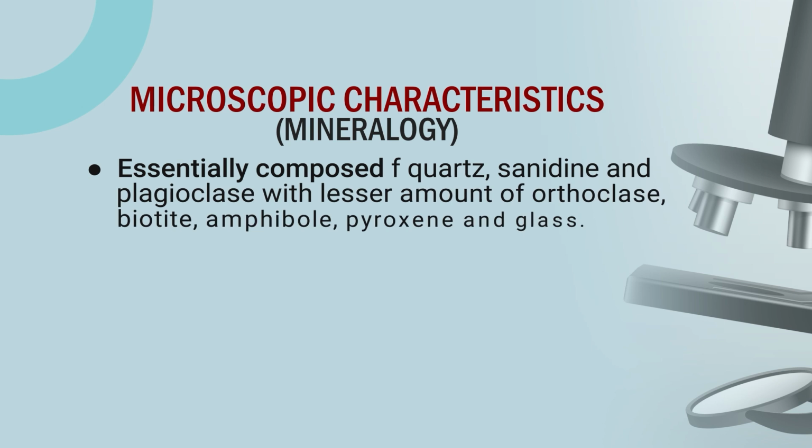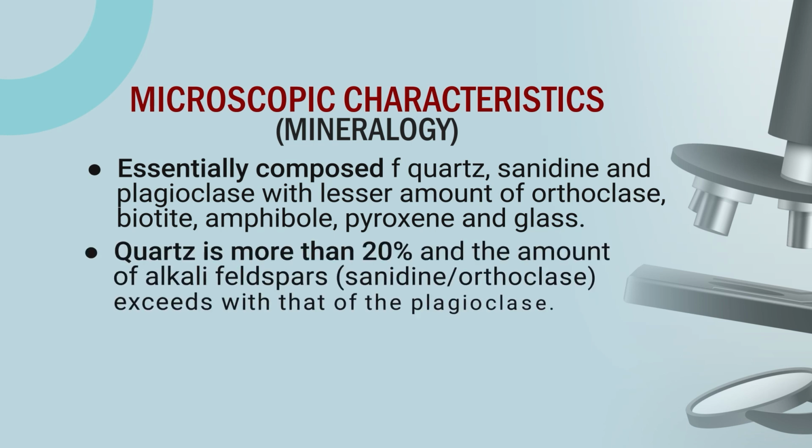Mineralogy wise, rhyolite essentially is composed of quartz, sanidine which is the potash feldspar, and plagioclase with lesser amounts of orthoclase, biotite, amphibole, pyroxene and glass. Quartz is more than 20% in these rocks, and the amount of alkali feldspar, that is sanidine or orthoclase, usually is known to exceed that of the plagioclase feldspars.